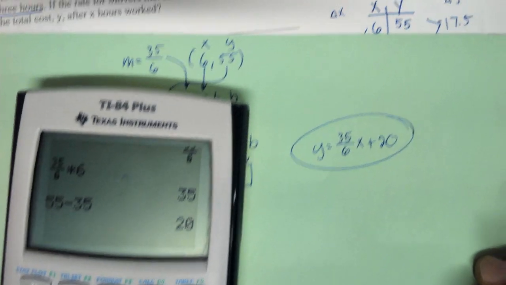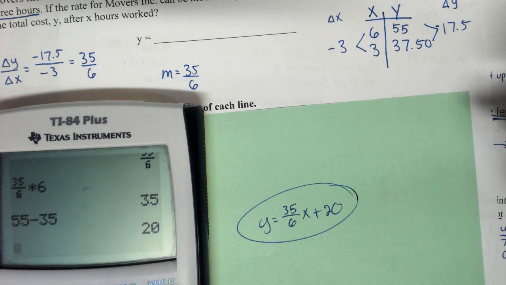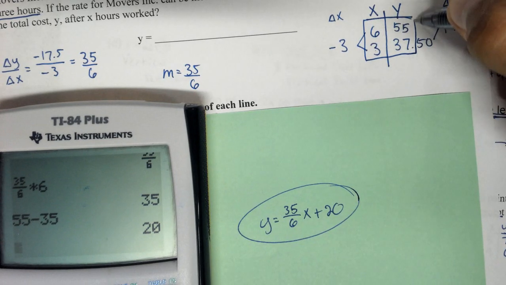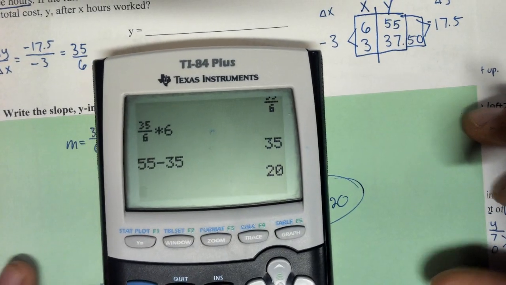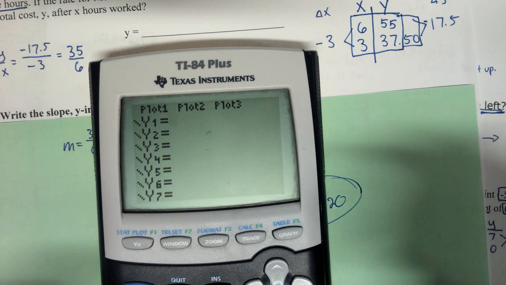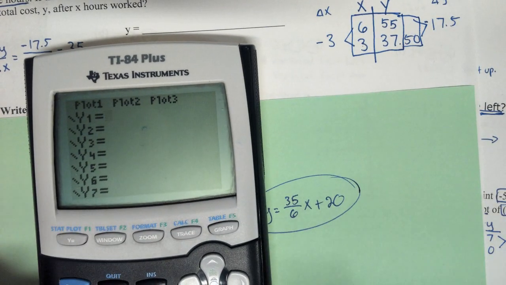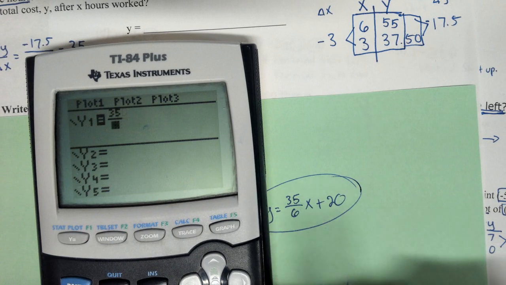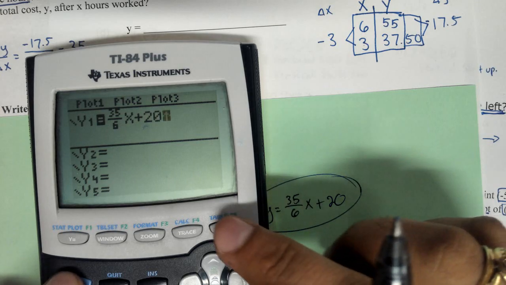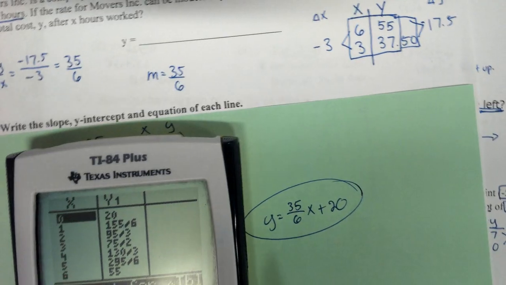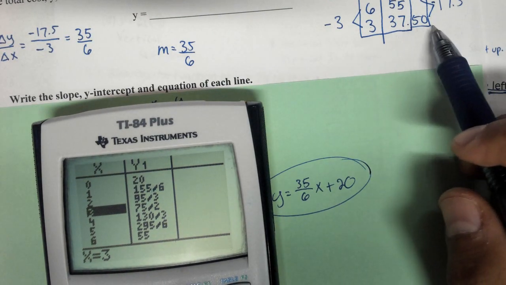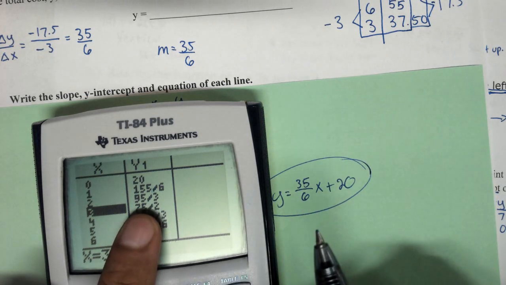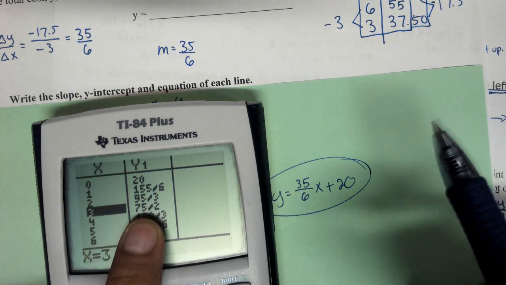You can, of course, double check this. If I go back up to my 2 points, oops, sorry, I didn't include the point there. If I check my 2 points, my equation should give me those 2 points. So the equation that I got was 35 over 6x plus 20. Now if I go to my table, I should be able to find those values. At 3, I should have 37.5, which shows up as 75 over 2, which I'll go ahead and check here in a little bit.